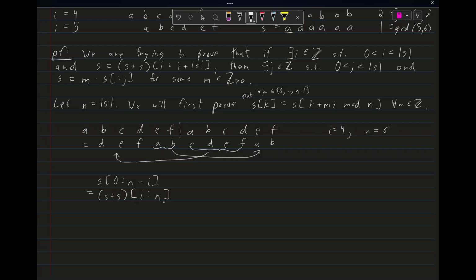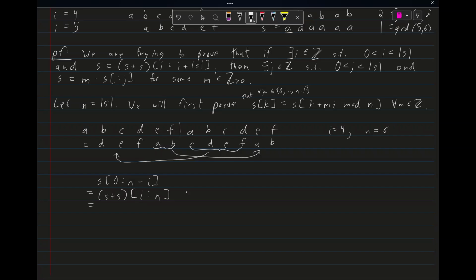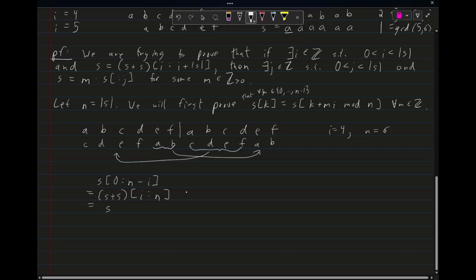And note the useful thing here: this is S plus S from I all the way up to N. That's indices 4 and 5. So these indices are all less than the length of S. So this is just S from I to N, because the indices of S and S plus S are the same.